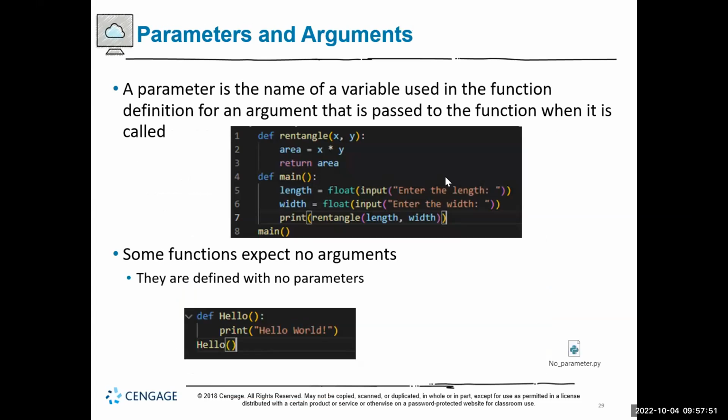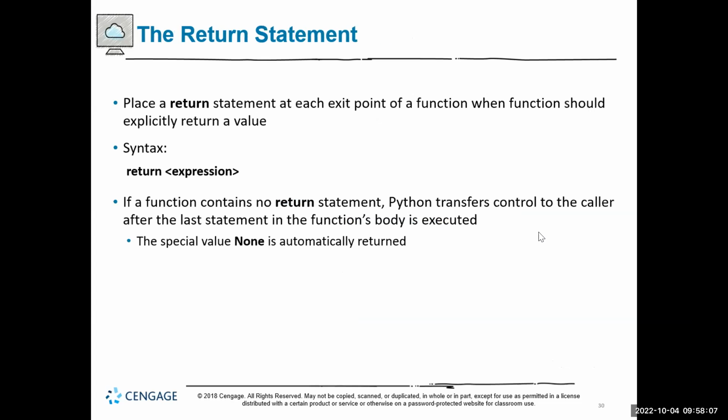Okay, and that's the definition of parameter, right? The parameter is the name of the variable you use when we define the function. Think about this one: x and y, they are the parameters, and the argument is when you pass the value into the function here.